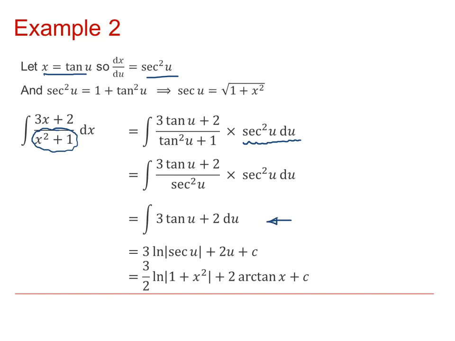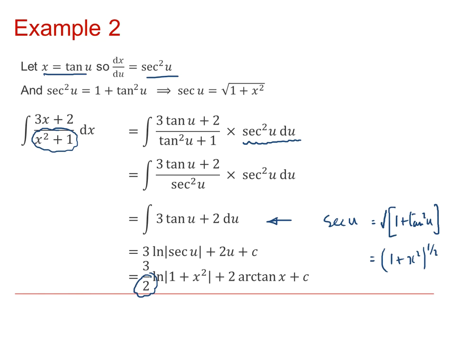The sec u, when we're doing the back substitution, sec u was equal to the square root of 1 plus tan squared u. So that's the square root of 1 plus x squared. So we can write that as being equal to 1 plus x squared to the power of half. And then the part of the fraction there, the 2, represents that square root coming out of the natural logarithm.